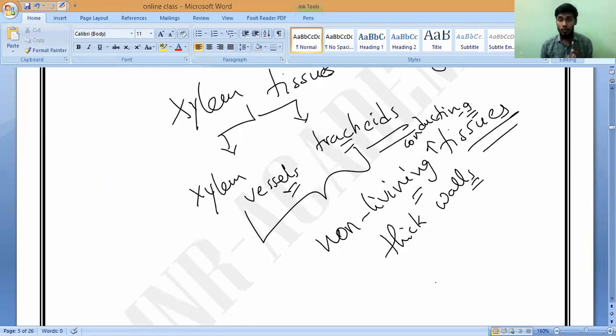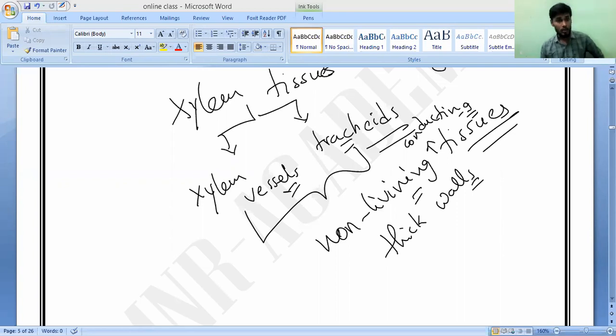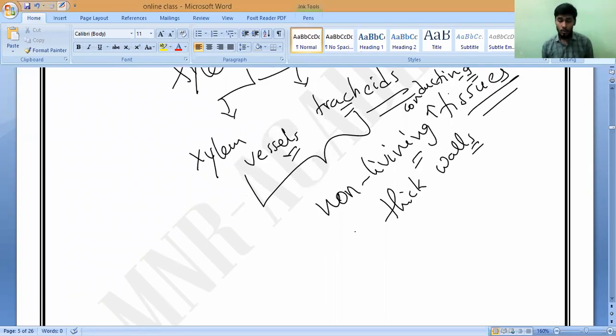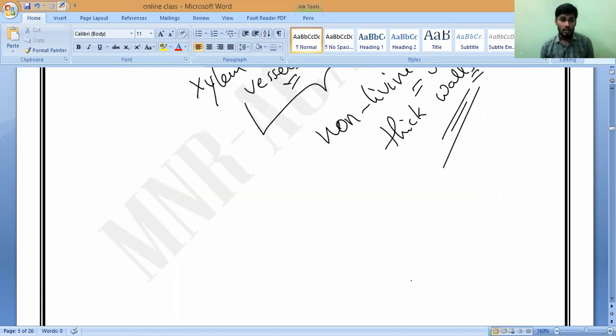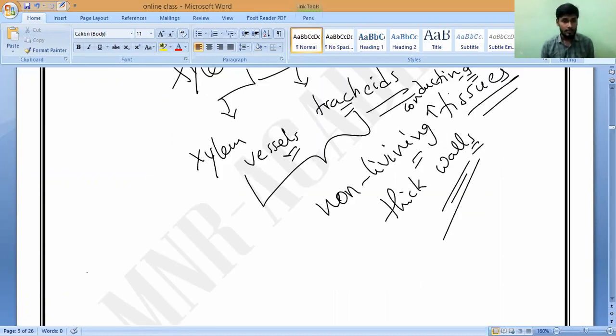They will ask you which parts of the xylem tissues are conducting tissues. Xylem vessels and tracheids. Non-living conducting tissues which have thick walls. Now let us discuss them one by one in a little more detail. The first one is called what? Xylem vessels. Please remember and note it down.